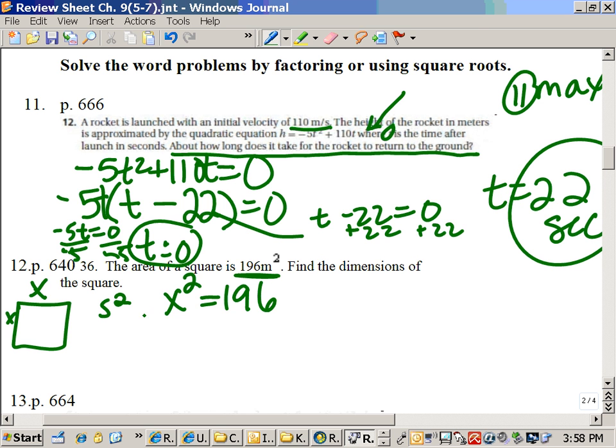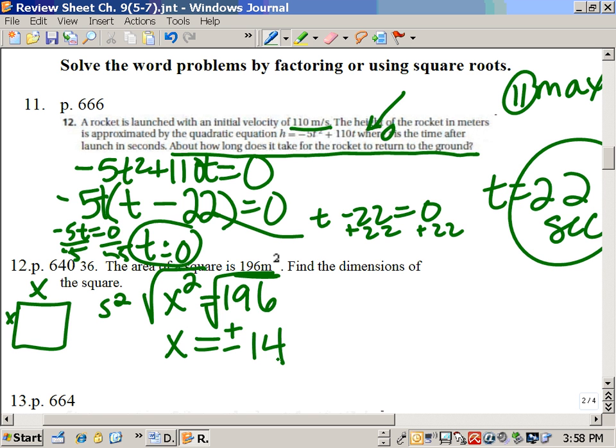I am going to use square roots to solve this one. Take the square root of each side, and x equals 14. Now technically I should have plus or minus 14, but since I'm talking about the area of a square, I would just say that the dimensions of the square are 14 by 14.